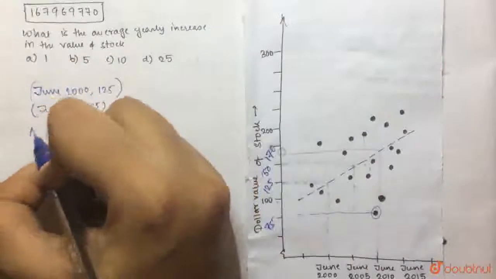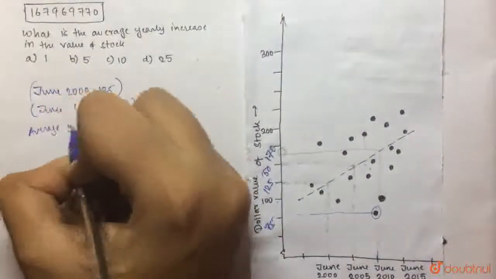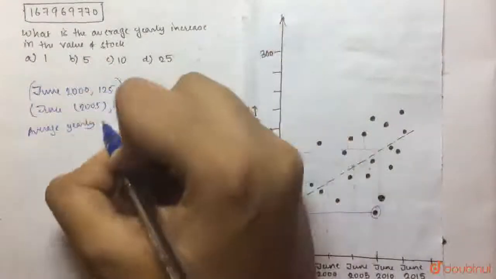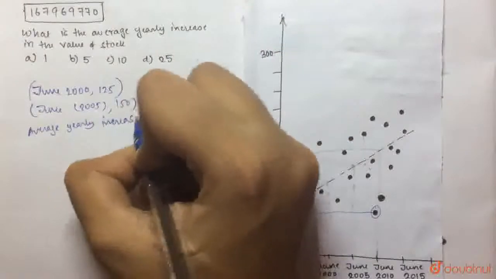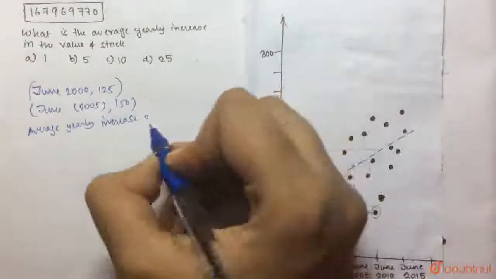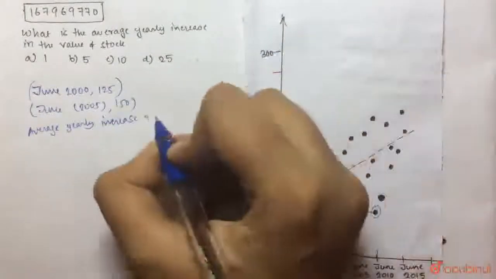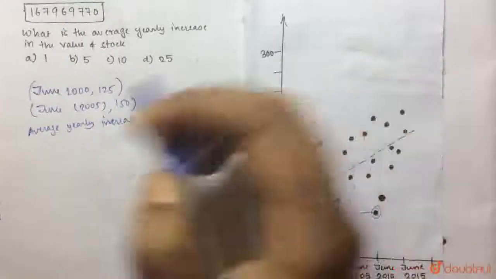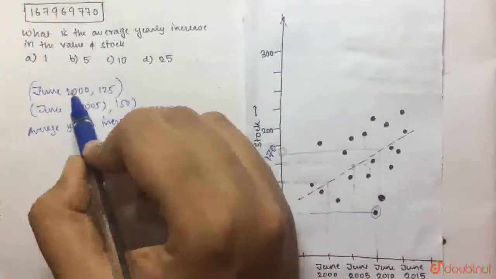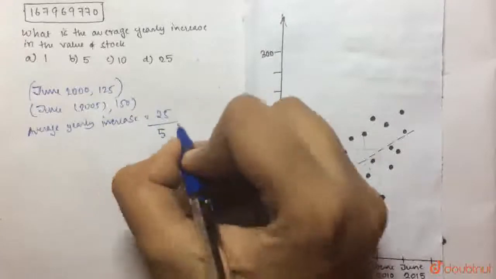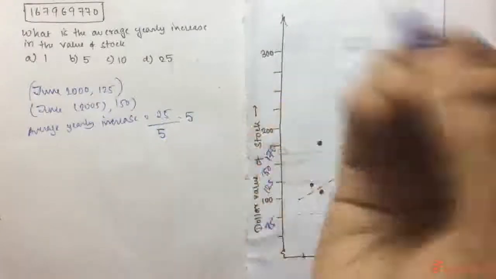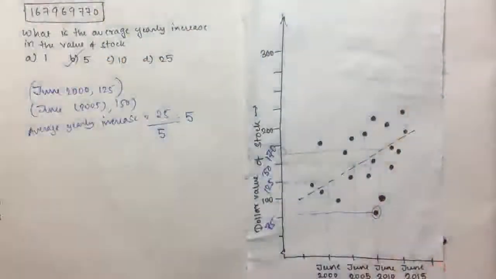Okay, so average yearly increase equal to y2 minus y1, that is 150 minus 125, so that is 25 by 5 years, 2000 to 2005. Okay, so that gives us a value of 5. So the answer is option B.